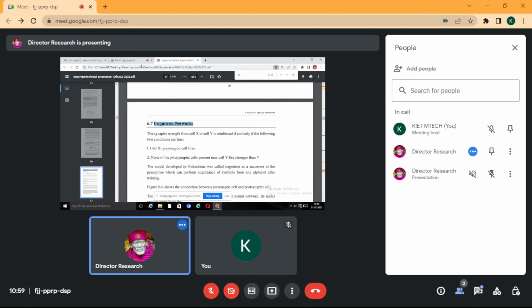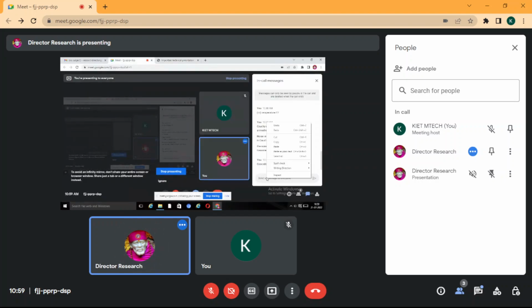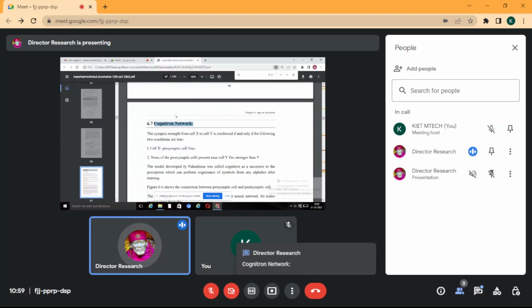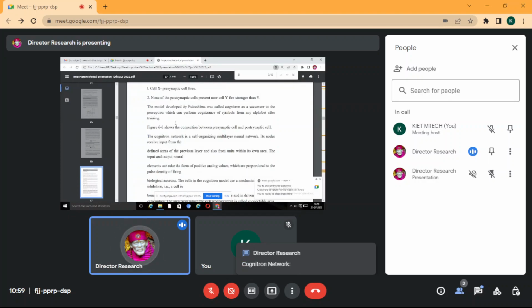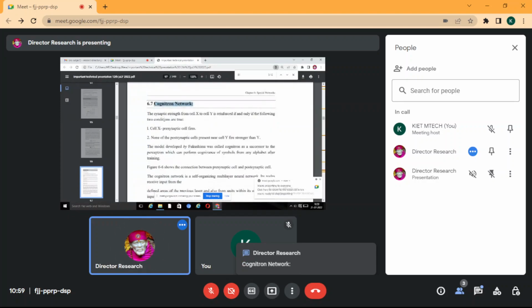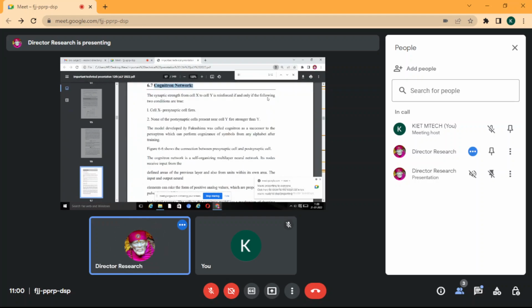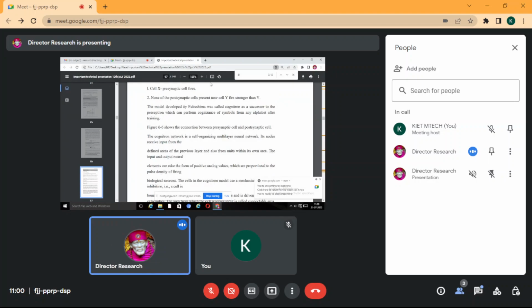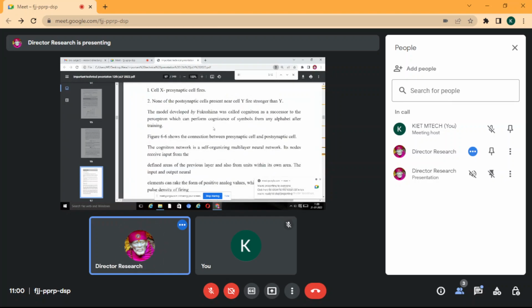Counterpropagation network. What are the various steps? Here the connection from cell X to Y, we reinforce if and only if the following two conditions are true. Cell X, the pre-synaptic cell, fires, and none of the post-synaptic cells present near cell Y fire stronger than Y.